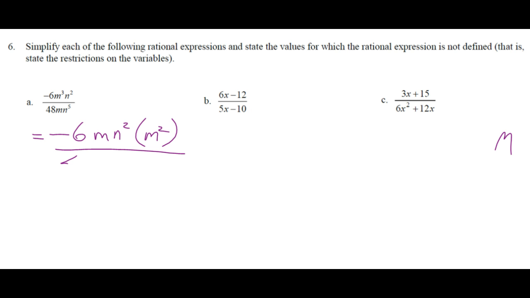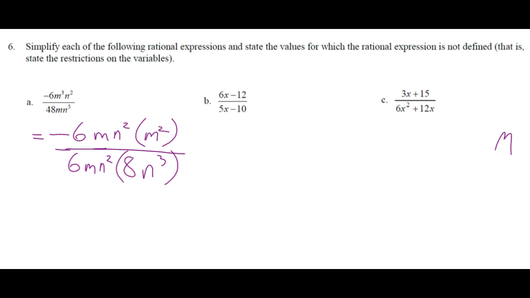Bottom. Okay, well, a 6, right? Because we need something to cancel. I mean, 48 you could take out a 12, but that won't help you. So you take out a 6. Okay, an m and an n squared. So what's left? How do I get 48? Need an 8. How do I get m? Already got the m. Don't need that. How do I get n to the 5th? n to the 3rd.